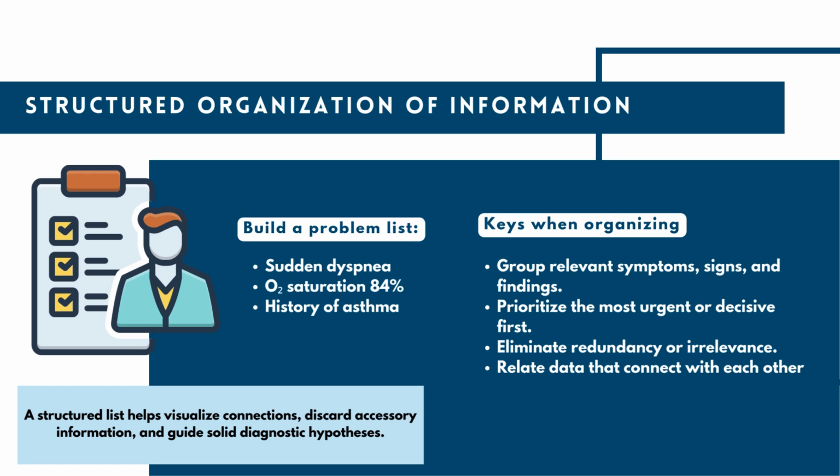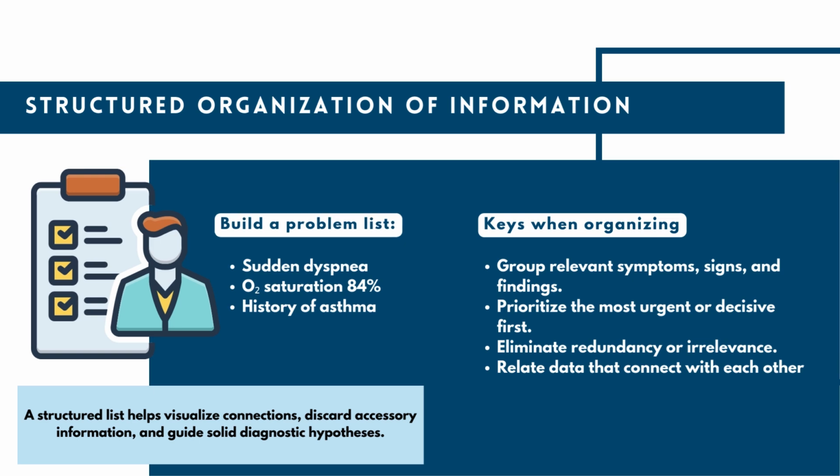A useful tool is to create a problem list. In our case, sudden dyspnea, oxygen saturation of 84%, fever of 38.2 degrees Celsius, history of asthma. By structuring information, we learn to group, prioritize, and discriminate. First, we place urgent or decisive findings, then relevant supporting data, and finally leave aside accessory information. For example, dry cough or penicillin allergy are not immediate pivot data, but they could be useful in later stages of reasoning. This exercise allows us to visualize connections and guide diagnostic hypotheses with greater precision.